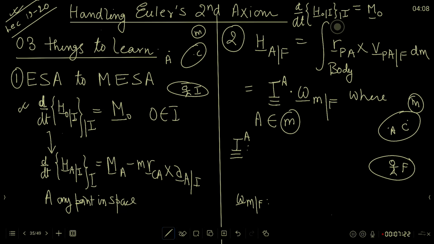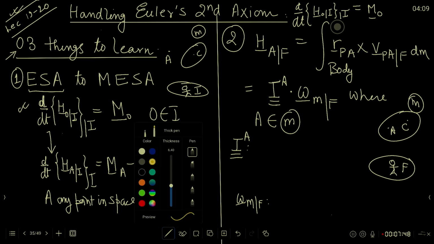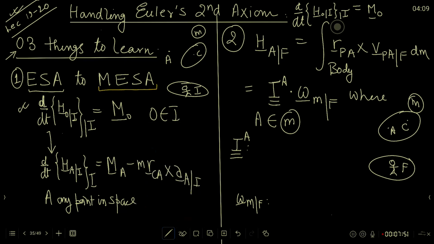So the first thing, how to handle Euler's axiom. I said 3 things we need to learn before we can start applying Euler's second axiom to various RBs. The first thing we looked at was the conversion of the Euler's second axiom to what we call the modified Euler's second axiom. So this is your ESA.